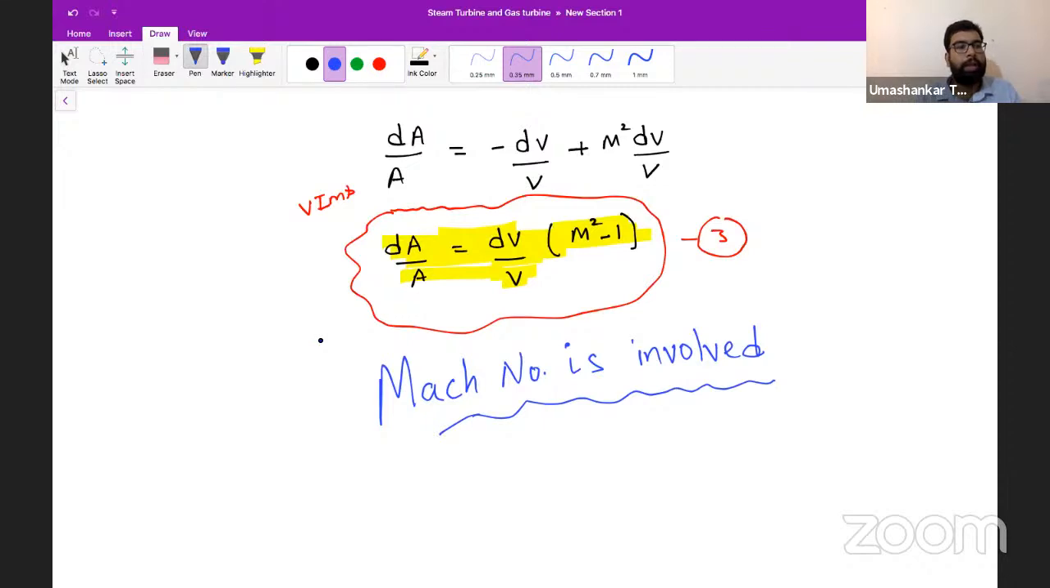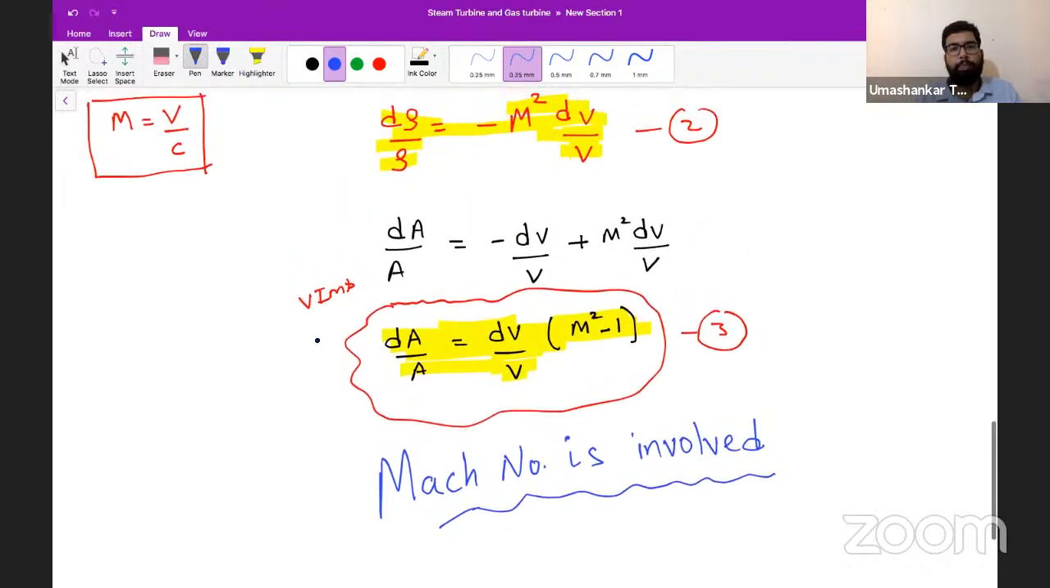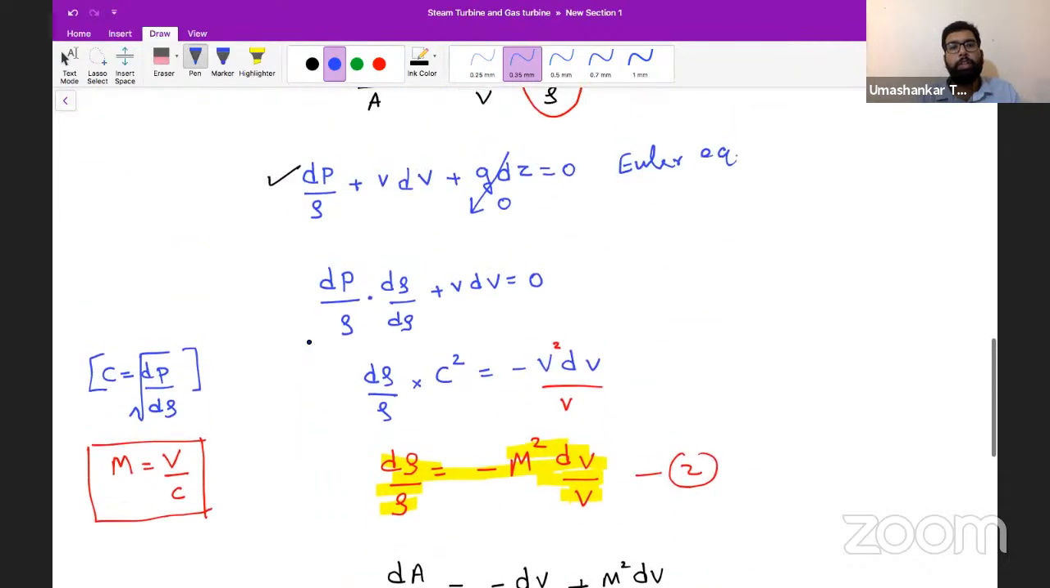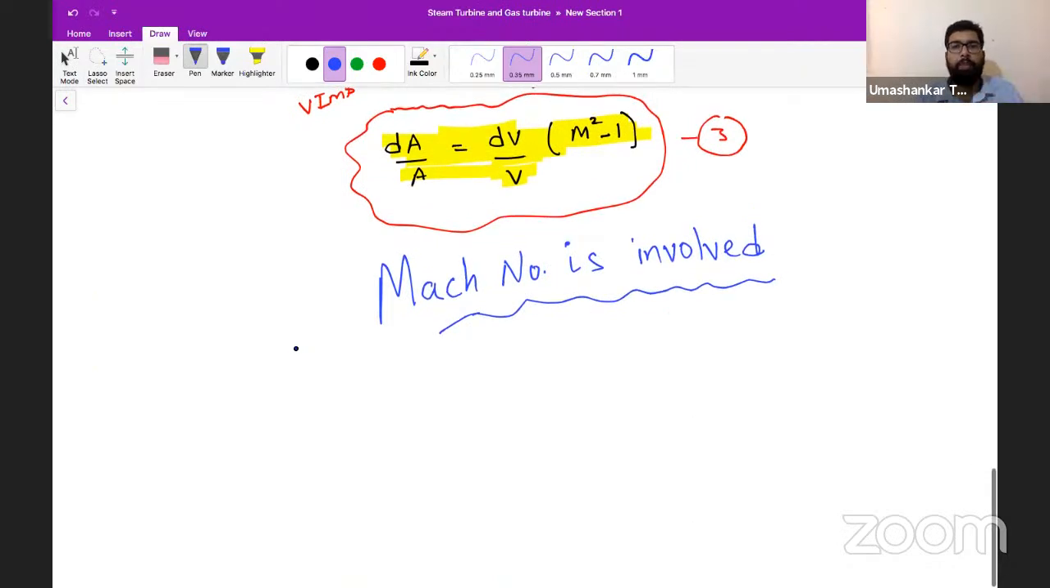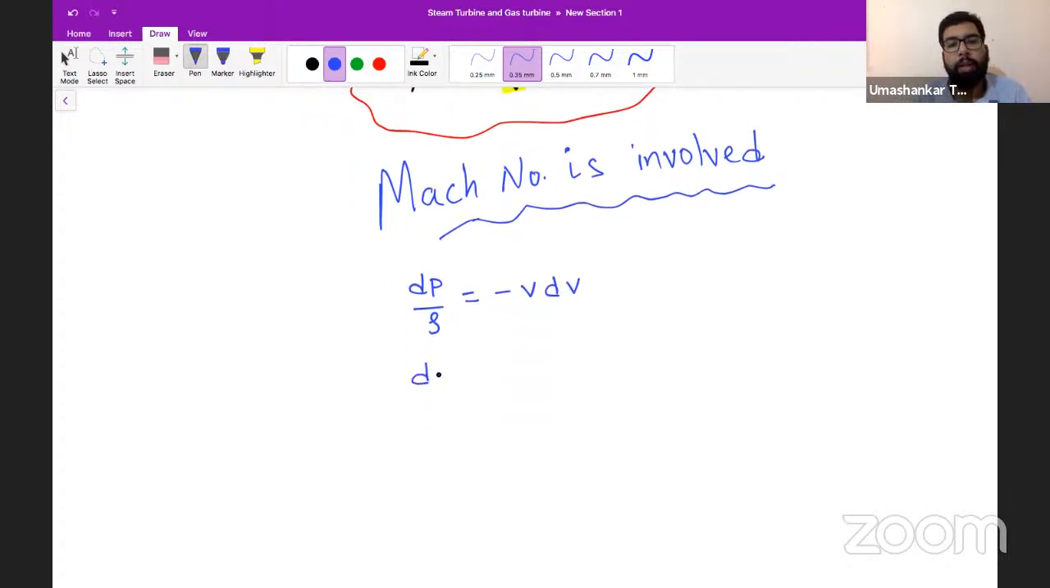Let us derive the relation of pressure from it, so that we are able to see the changes of pressure with respect to area, because a nozzle, as we have defined, is something in which velocity increases and pressure decreases. So let us also develop the relation between the pressure and velocity. So dp by rho, from Euler equation, is equal to minus v dv. Okay, this is from Euler equation.